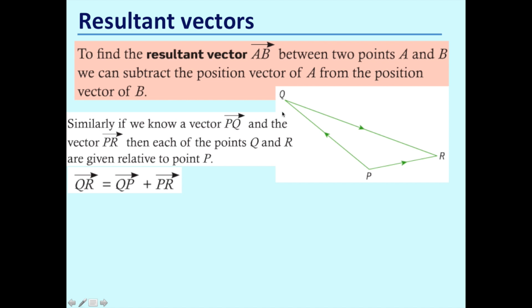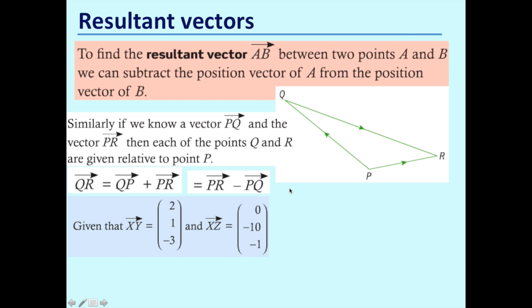So if we look at it diagrammatically, we should be able to see that vector QR would be QP plus PR, and QP is the same as negative PQ, so we would end up with our second vector relative to P, so PR, minus our first vector relative to P, so minus PQ. So let's just have a look at this question together then.